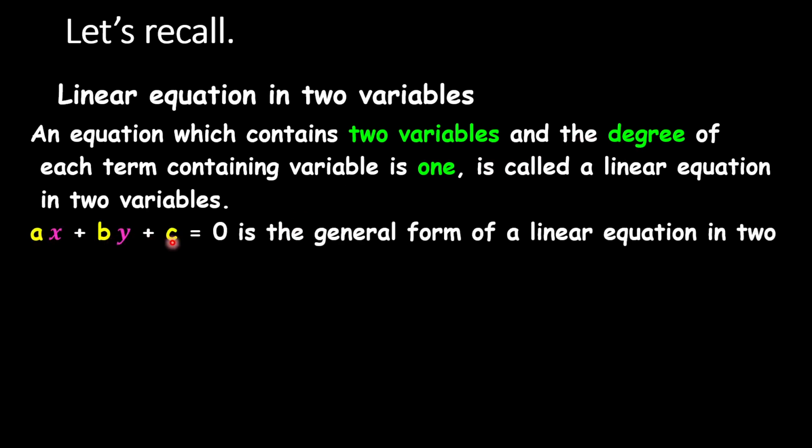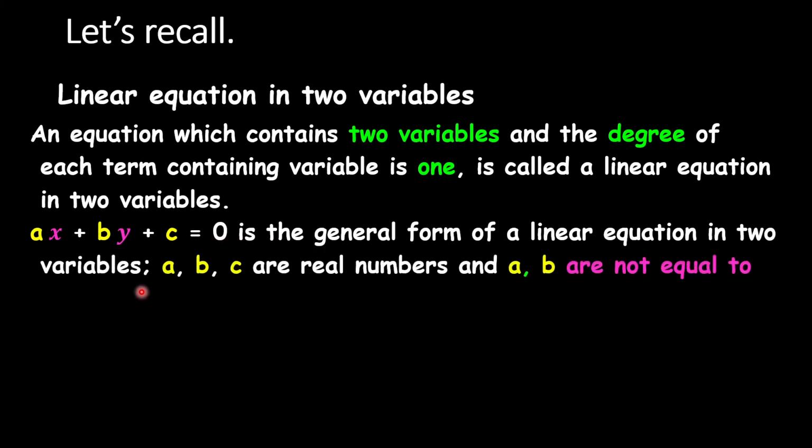ax plus by plus c is equal to 0 is the general form of linear equation in two variable where a, b, c are real numbers and the coefficient of x is a and coefficient of y is b, which are not equal to 0 at the same time. Remember this. म्हणजे एकाच वेळी x चा आणि y चा जो कोएफिशिएंट आहे तो 0 नको आहे. a 0 असेल तर b 0 नको आणि b 0 असेल तर a 0 नको.